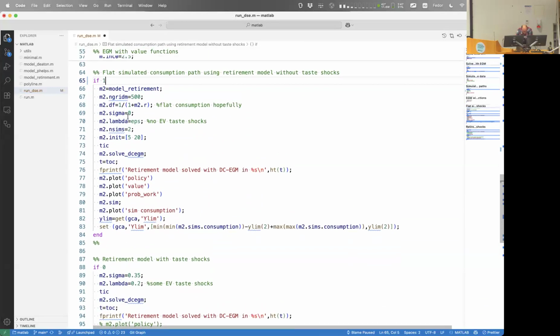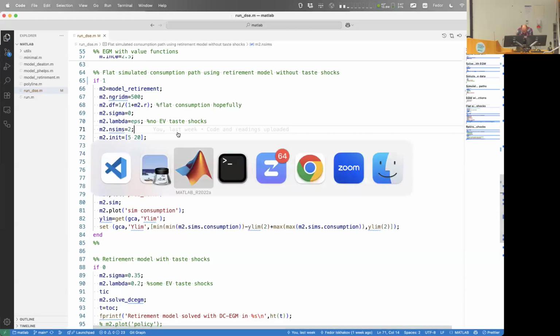So here's what the code looks like. I'm setting up the model for retirement, 500 grid points. This is the condition, right? Then we solve, and then plot various things. Let me run this.